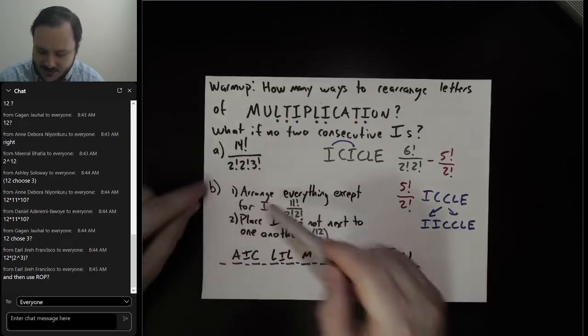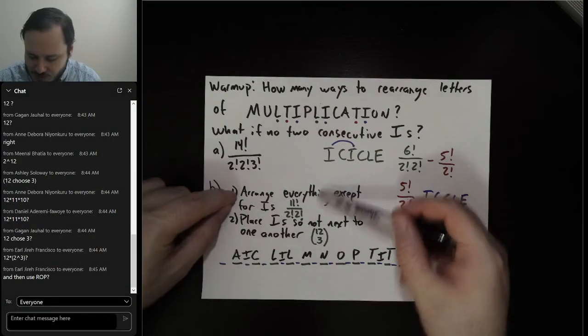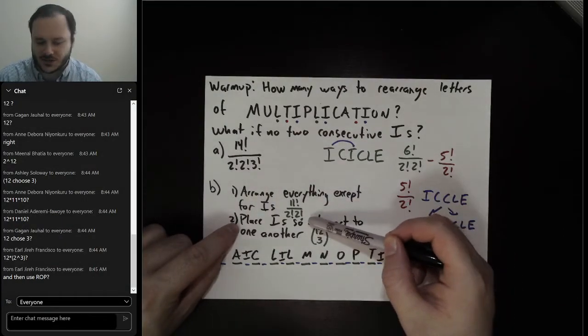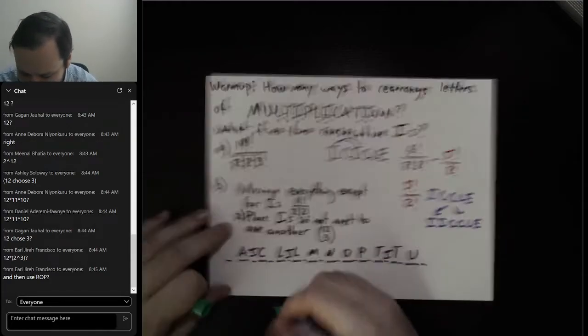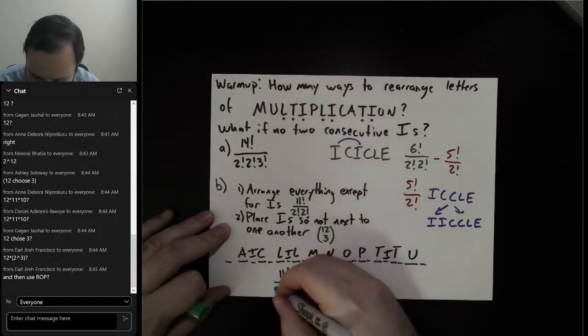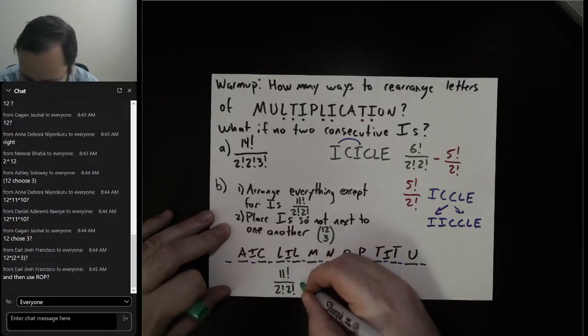Right, and then to answer part B, I have a 2-step process for generating one. Now I use rule of product, and so my final answer is 11 factorial over 2 factorial, 2 factorial times 12 choose 3.